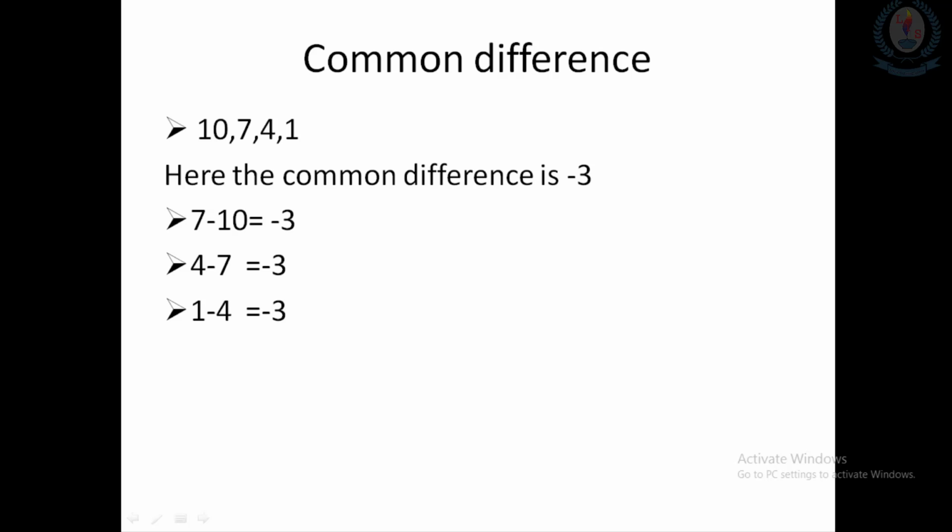Another question, 10, 7, 4, 1. If you want to find the common difference, subtract the term from the next term, 7 minus 10 is minus 3. Take 4. What is the previous term? 7. So 4 minus 7 is minus 3. Take 1. What is the previous term? 4. 1 minus 4 is minus 3. So the common difference is minus 3.